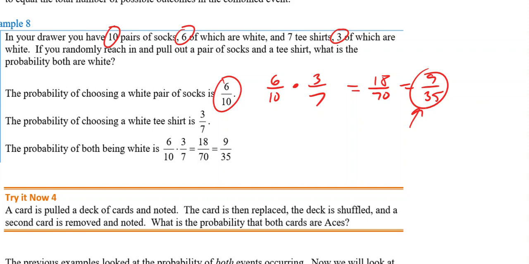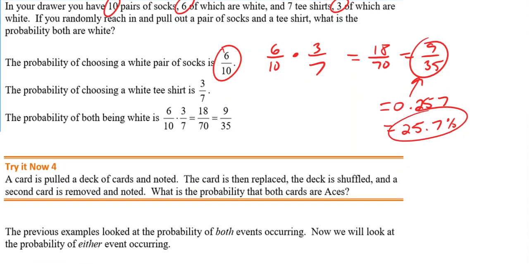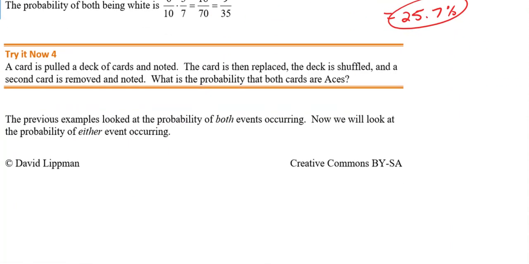And again, just so we get used to it, let's go 9 divided by 35, and we get 0.257. So that would be the same thing as 25.7%, right? So a 25.7% chance that I am going to grab white socks and a white shirt. Okay? Just multiply them together. That's all we got to do. Okay, so I'm going to skip through that one.